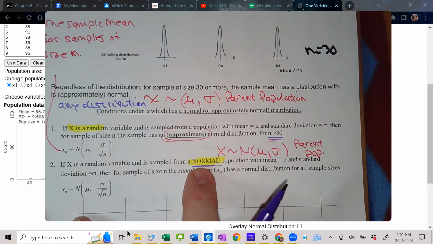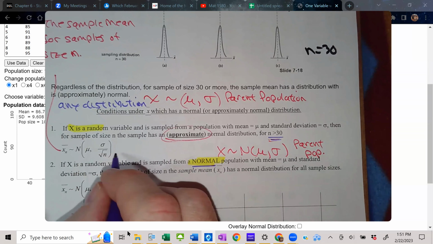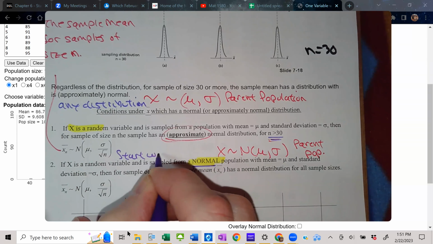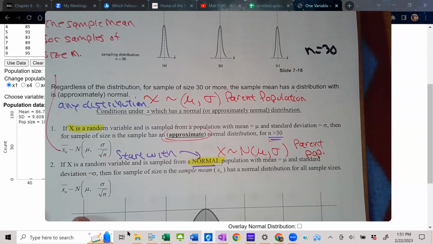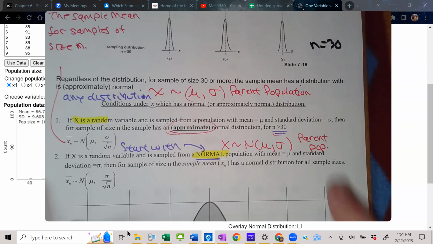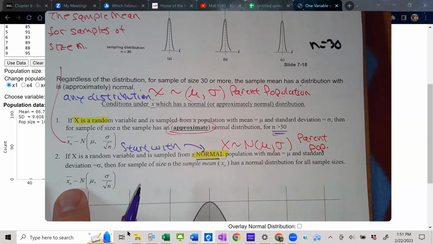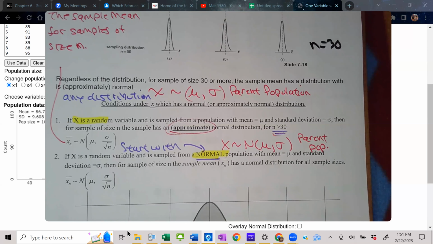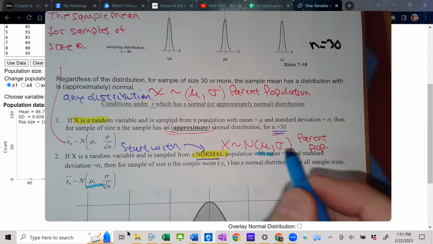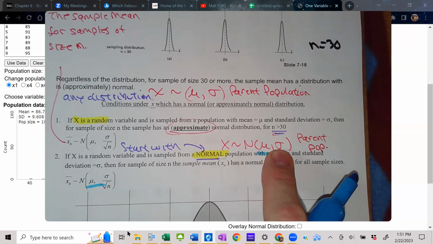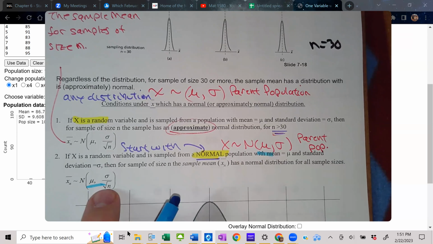The second part says, all right, we're going to start with a normal distribution. And if you start with a normal distribution, you don't have to worry about n being greater than 30. All these samples of size n are going to have a mean with this distribution. It's going to be normal with that mean. So I'm not sure if this is something I've pointed out carefully enough. This mean and that mean are going to match. This standard deviation divided by the square root of n, that's how you get this one over here.